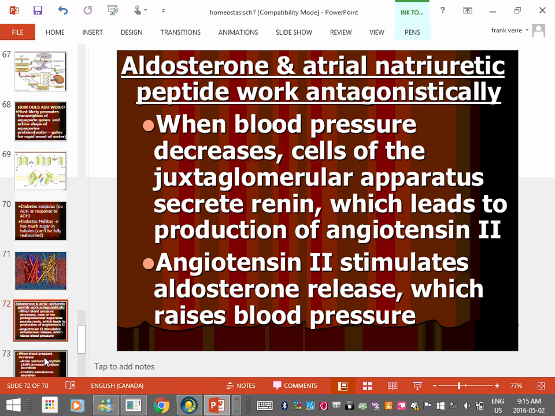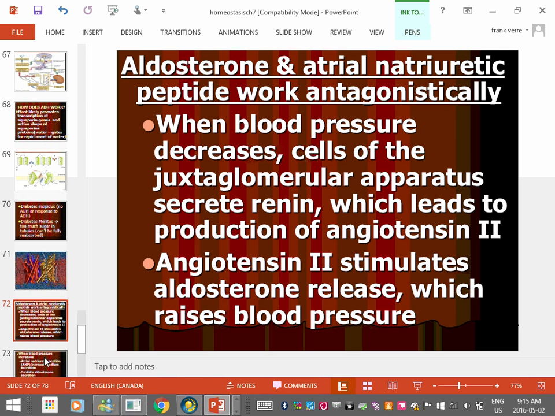I want to talk about blood pressure. What's good? High blood pressure or low blood pressure? It depends. Well, you don't really want low blood pressure. You don't want high blood pressure unless you're exercising. You want high blood pressure when you're exercising. But this whole unit is about what?